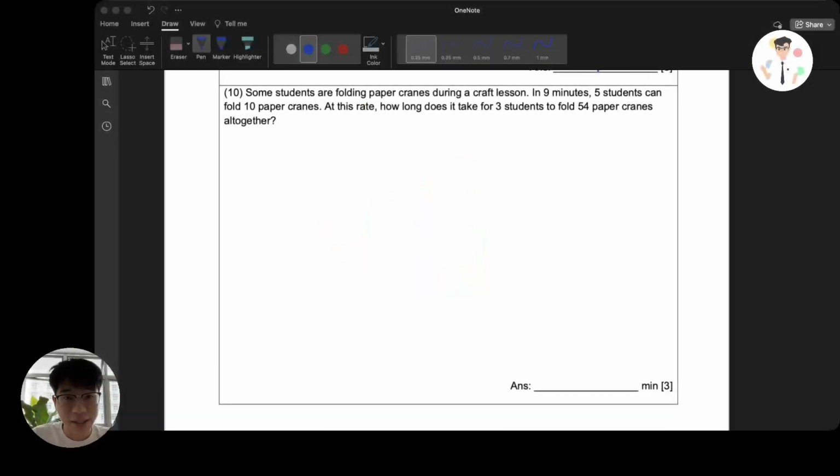Welcome to digital class, and now we're looking at this question, and this will be an even harder question in level 3 for rate of change. Now let's look at this question.